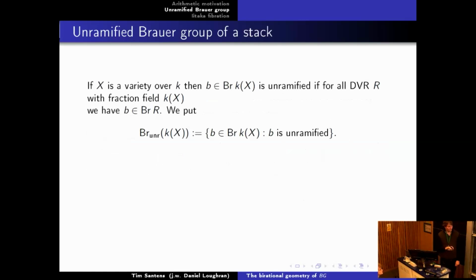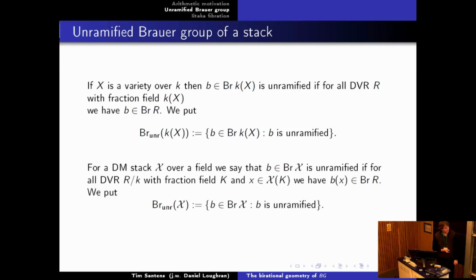Okay, this definition is nice, it works, but it doesn't really lead us to the definition of the subgroup, the Brauer group of X minus the adjoint. For this, we will take a different track. If we have a variety, then we say that a Brauer element, an element of the Brauer group of a function field, is ramified if for all DVRs R with fraction field K(X), we have that B is in the Brauer group of R. And the ramified Brauer group of K(X) is all the Brauer elements which are ramified. This turns out to be equal to the Brauer group of a smooth proper model. So this is a nicer model.